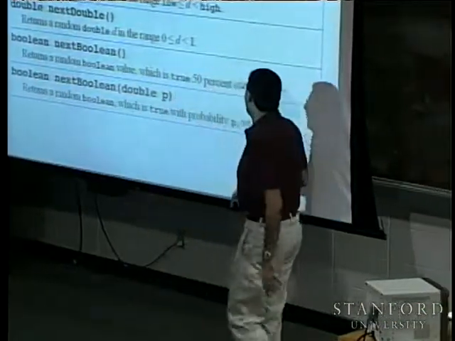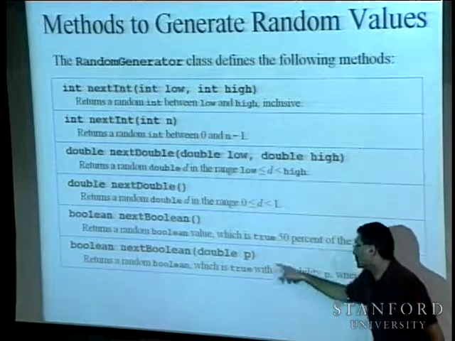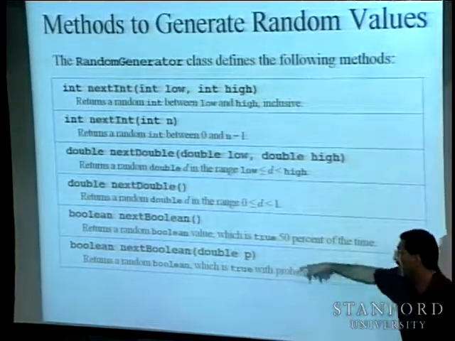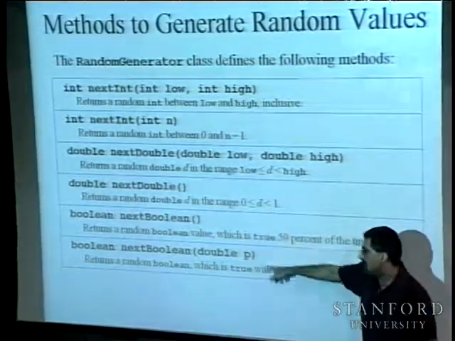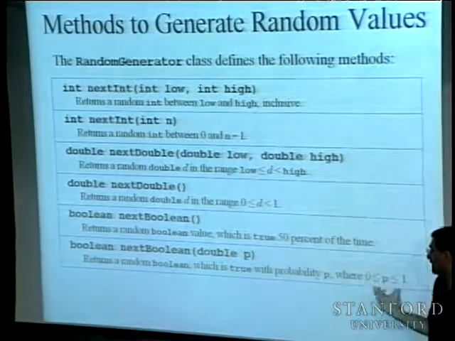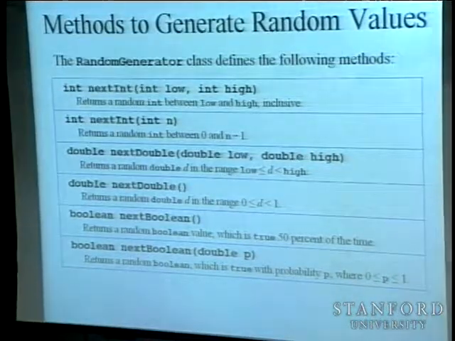nextBoolean, you give it a double, and what it says is it will return true with probability p. So if you set p to be 0.5, it's the same thing as the case up here, but you can set it to be different if you want. p has to be between 0 and 1 because it's a probability.